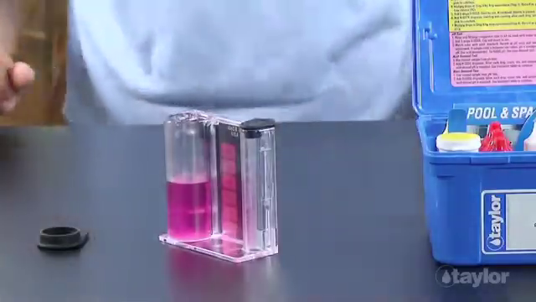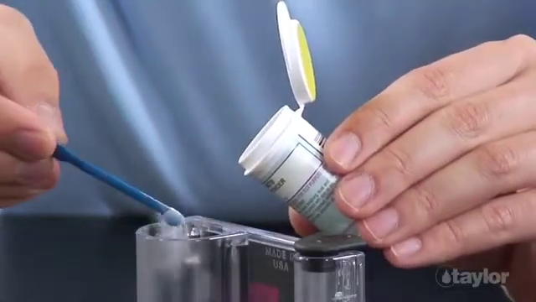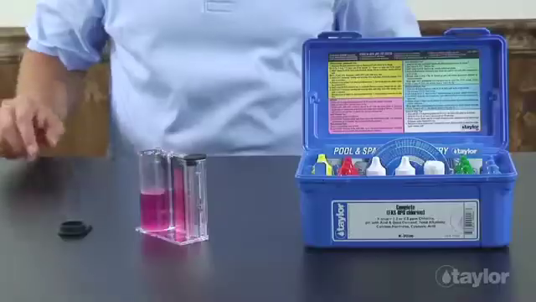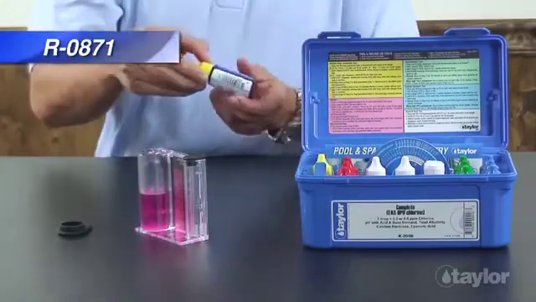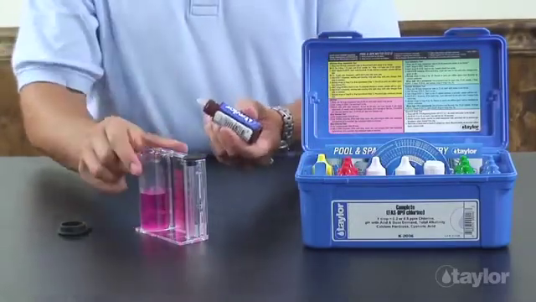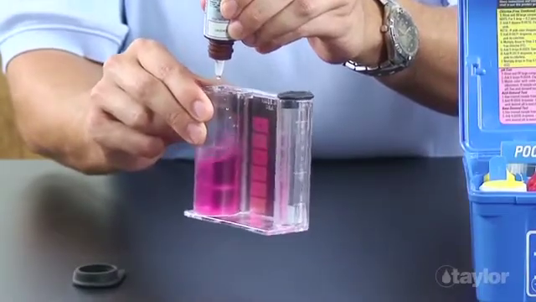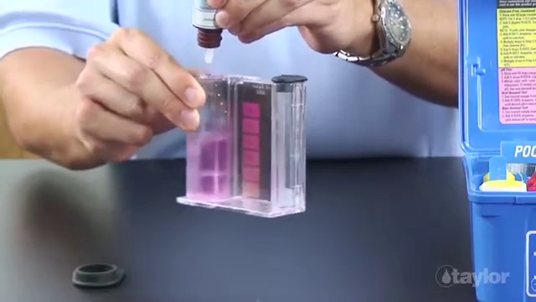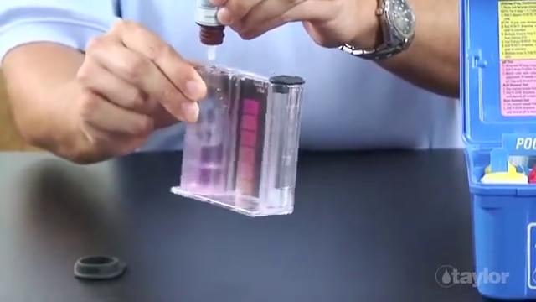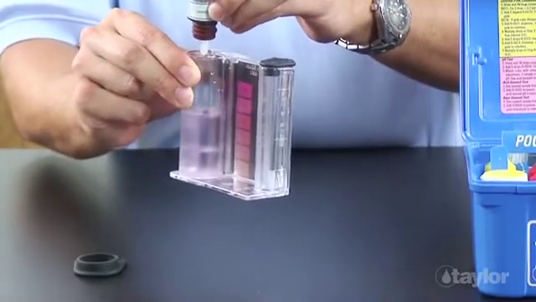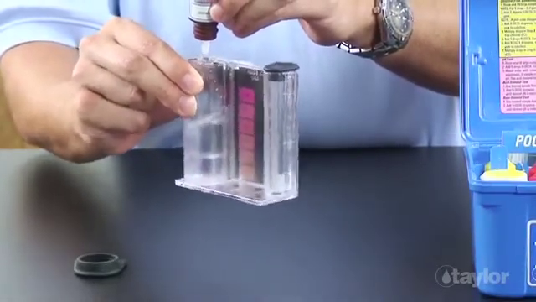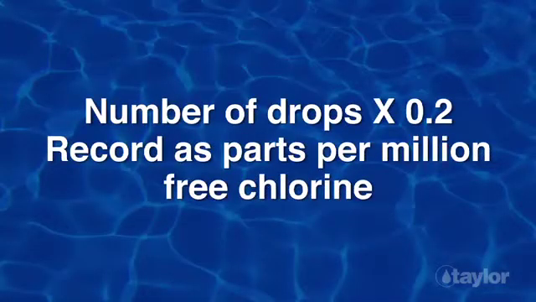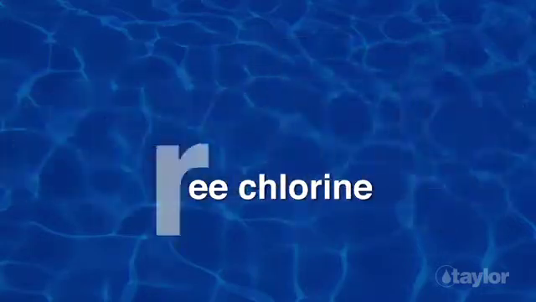If the pink color disappears, continue adding the DPD powder a dipper at a time, mixing between additions until the sample turns pink again. Add reagent 871 for chlorine dropwise, swirling and counting after each drop until the sample goes from pink to colorless. Multiply the drops needed to make the color change by 0.2. Record the result as parts per million free chlorine.